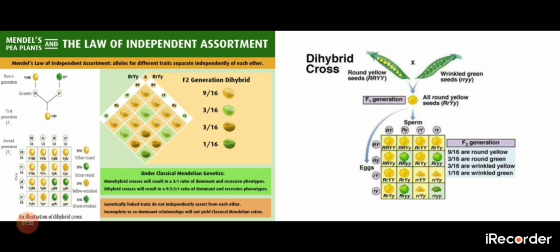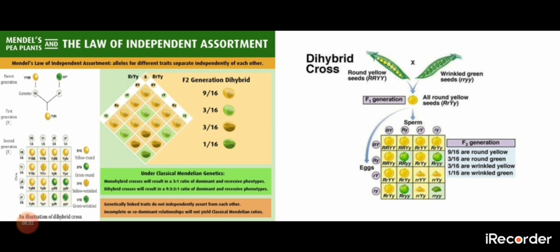The F1 plants produce 4 types of gametes during gamete formation: capital R, capital Y; small r, small y; small r, capital Y; and capital R, small y. When F1 plants are self-pollinated, they produce a new generation of plants known as F2 or second filial generation. The 4 types of male gametes and 4 types of female gametes produce in all 16 mating combinations.